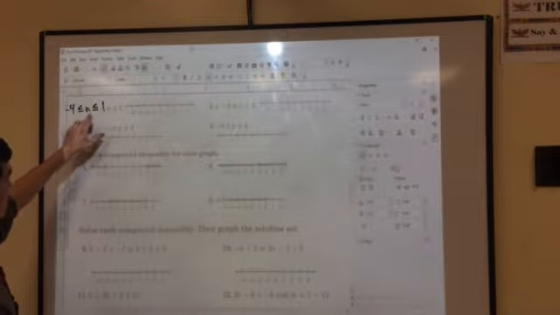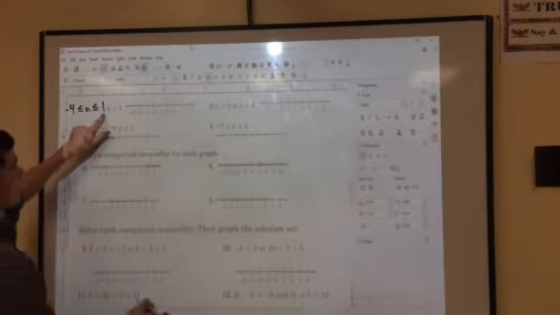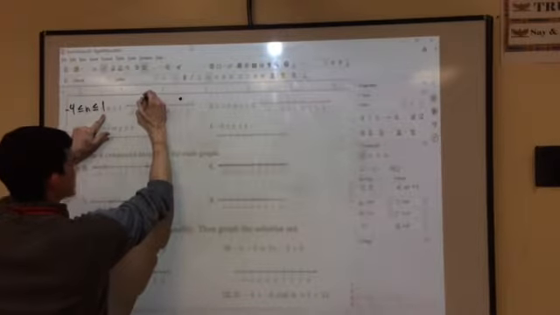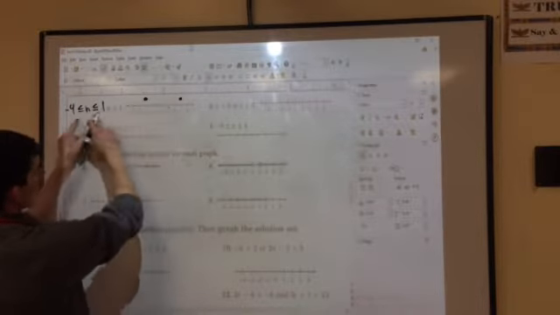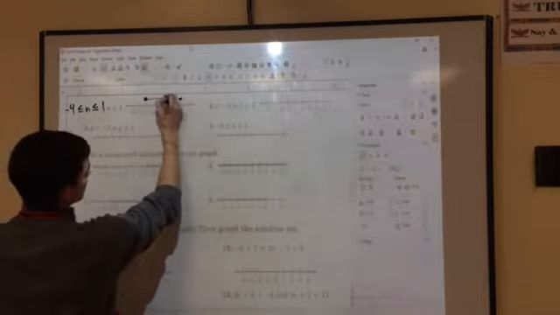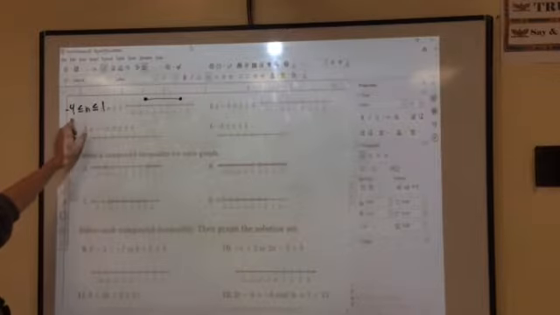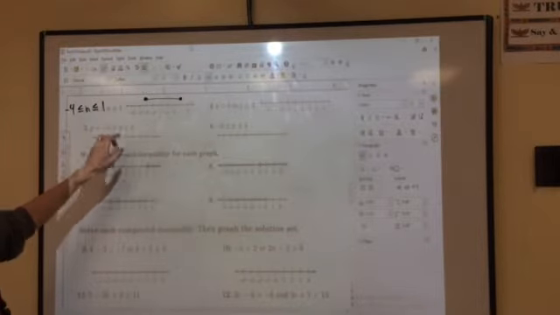N is going to be bigger than -4, but less than 1. So I'm going to just put a mark at +1, put a mark at -4. Notice they're closed dots because it has the equal to part. And that's where n is. It's in between those two. Okay? N is bigger than -4, but n is less than 1. And you can see it in 2 separate parts.